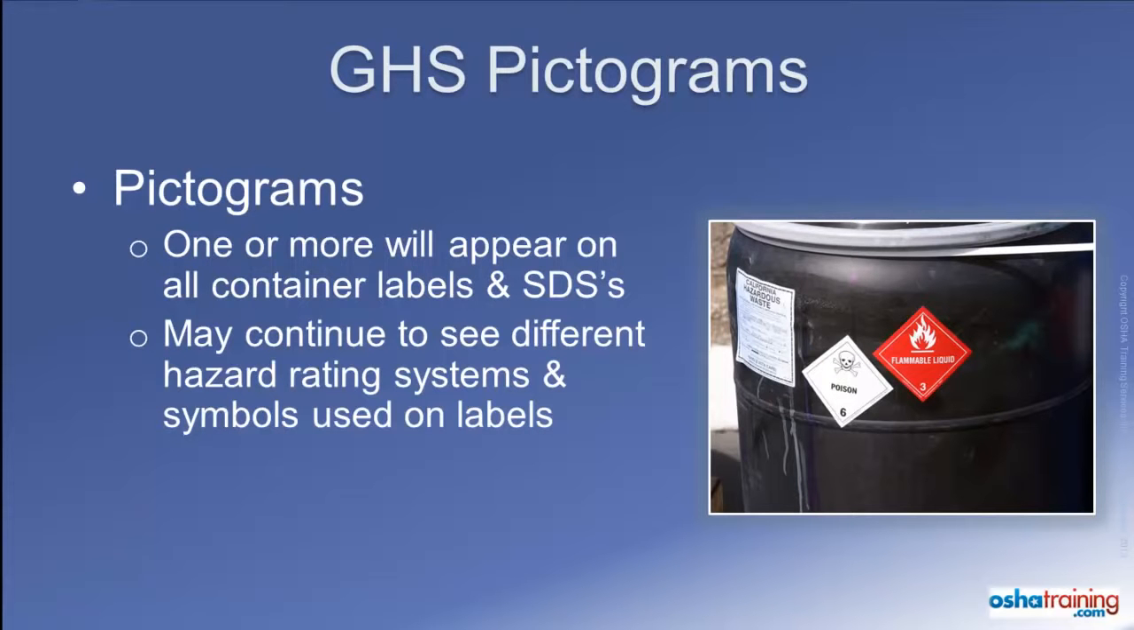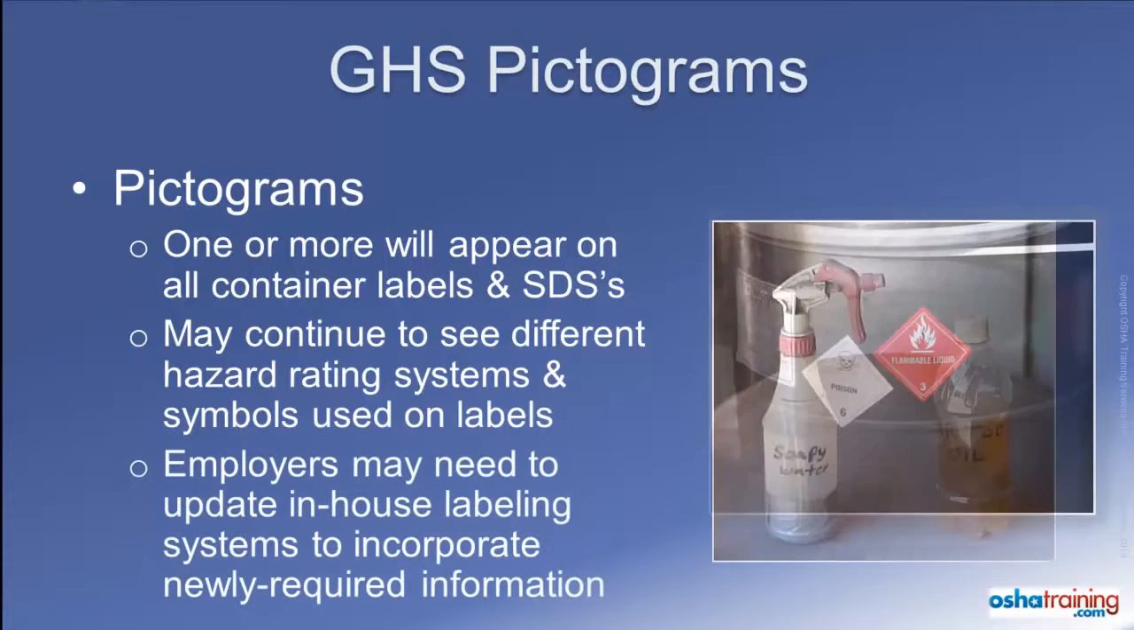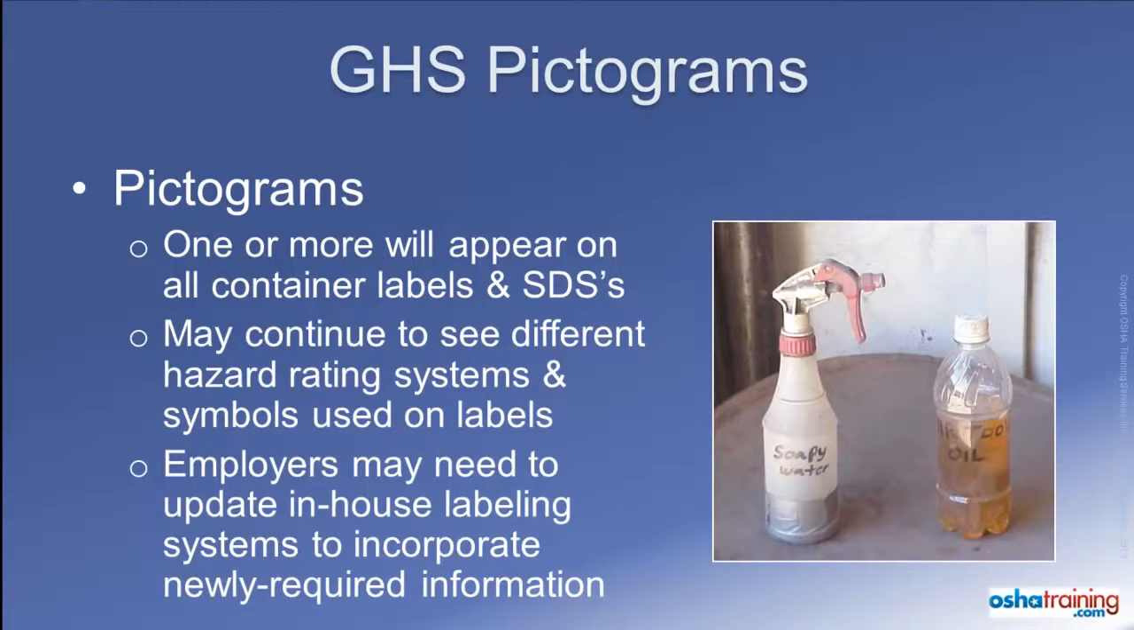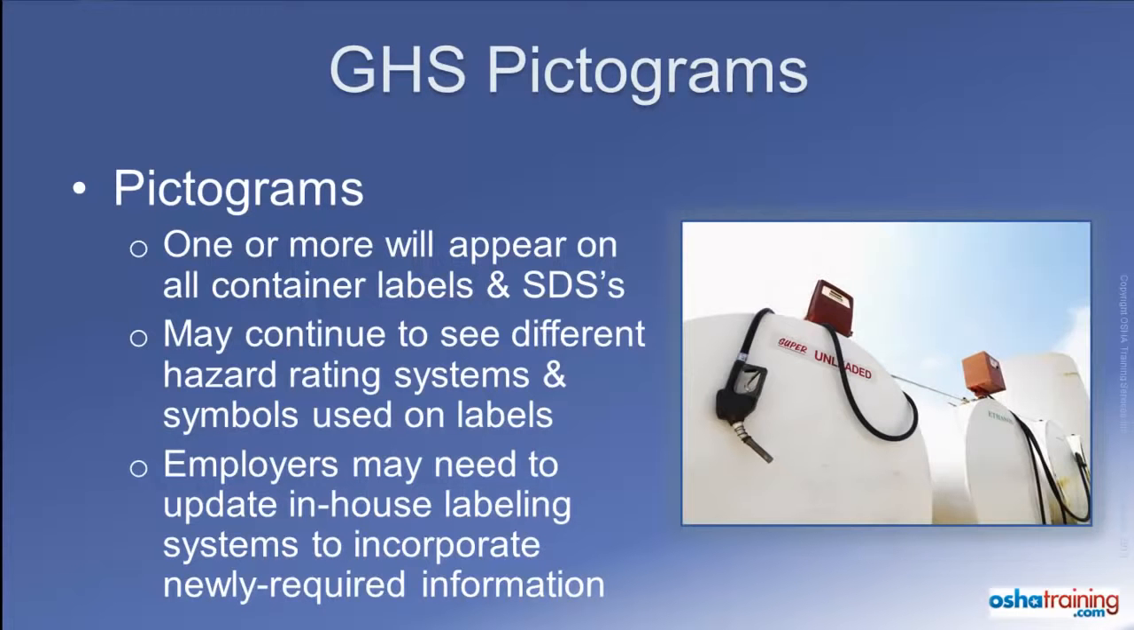And in addition to containers of chemicals and products that we purchase from vendors, employers will need to make sure that all in-house labeling systems incorporate the required information by the deadlines established by OSHA. Speaking of deadlines, here is an overview of some very important dates.